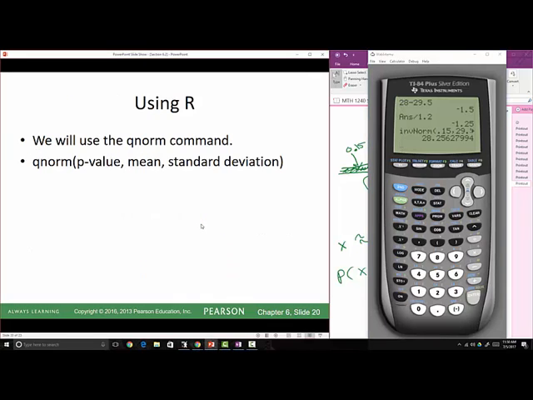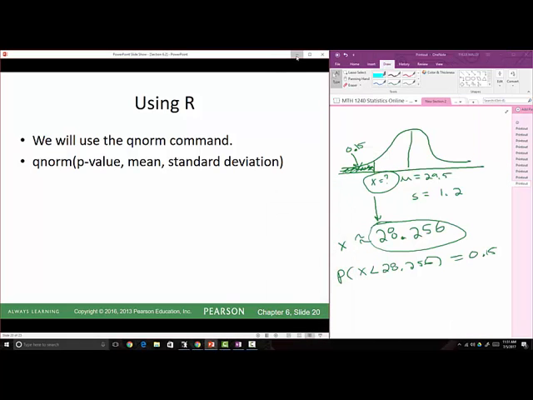I also want to show you how to do this in R. Let me pull up R.